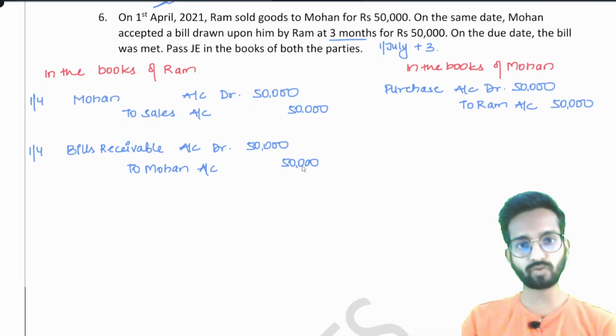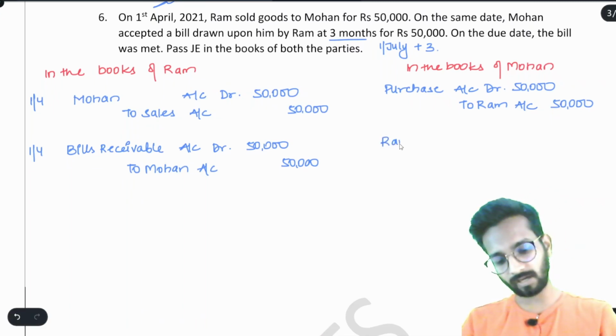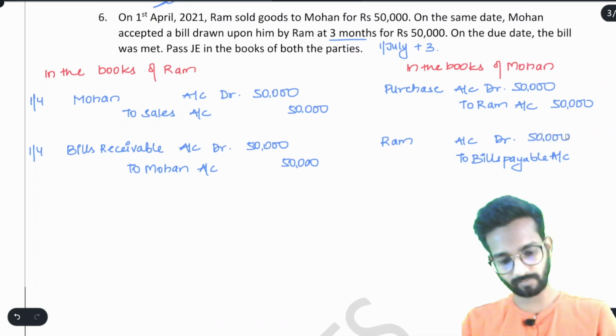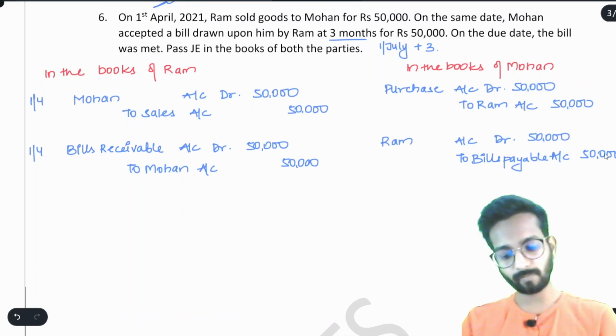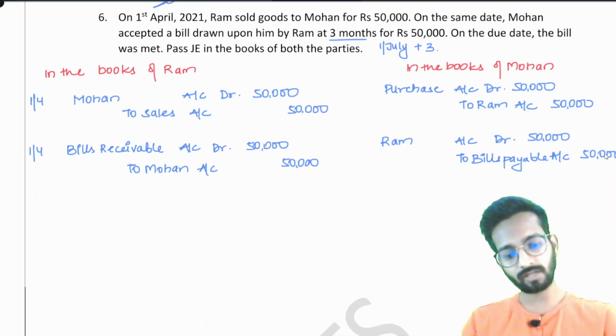In the books of Mohan, what has happened? What Mohan has paid to Ram, he did not pay cash, he did not do online payment, he has given bills payable. So, Ram account debit to bills payable account 50,000, 50,000. Simple. He sold goods to Mohan, he received bills from Mohan.